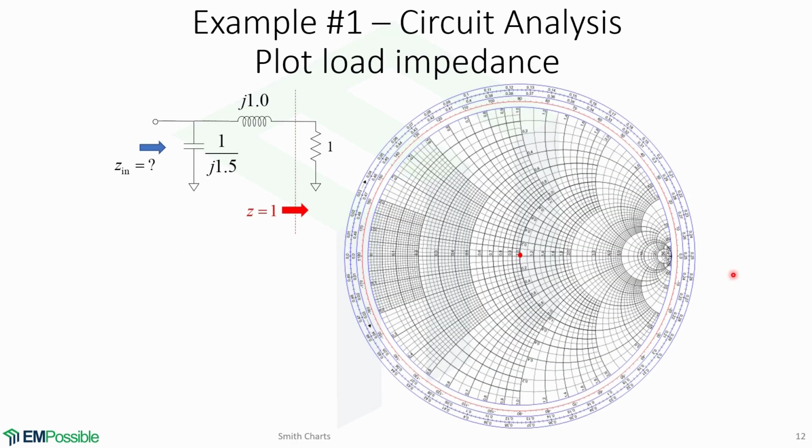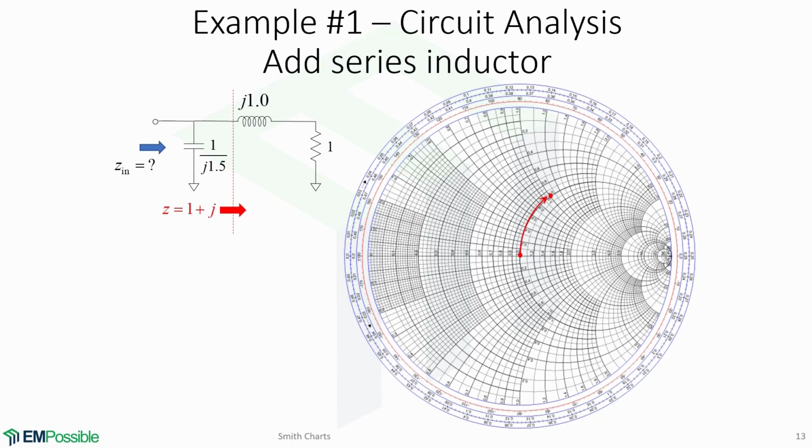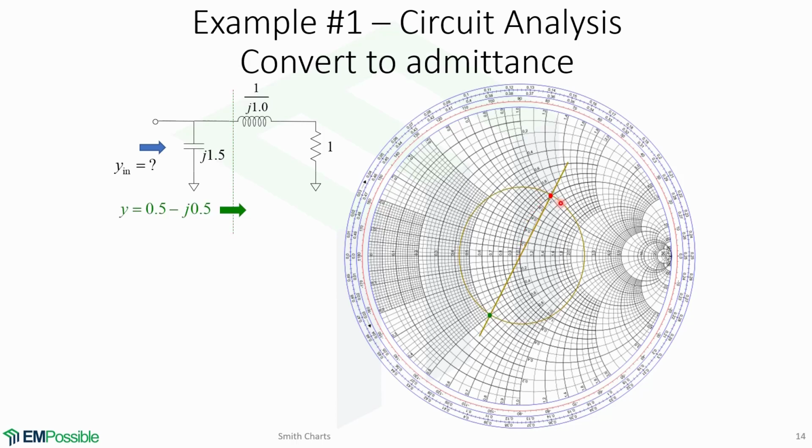Now we will start plotting the load impedance. For this resistor, the impedance is located here. Now we add a series inductor, so we move clockwise over the resistance circle to this point. Now to add the shunt capacitor, we first need to convert to admittance. Remember that we first draw the VSWR circle from the origin to the impedance value, then we draw a line that crosses the impedance and then intersects at the other side. This intersection is your admittance.